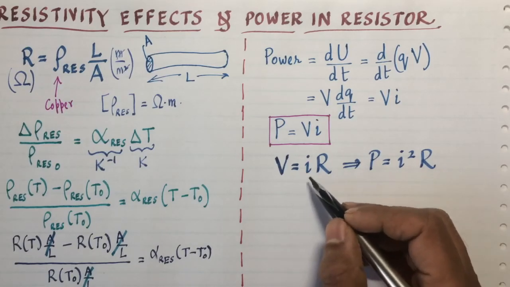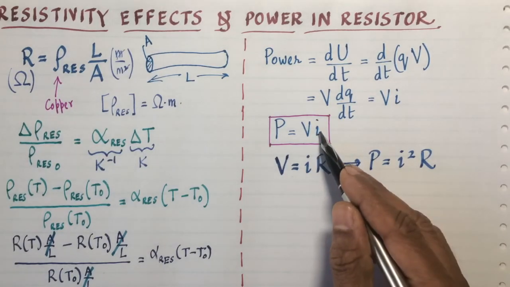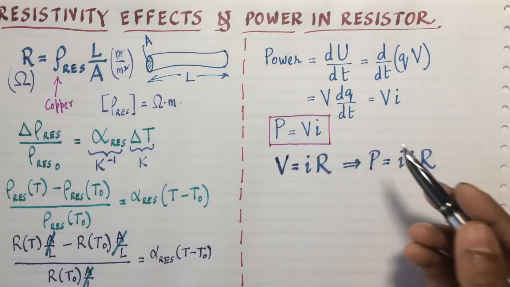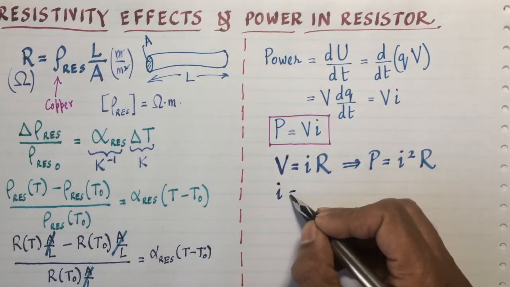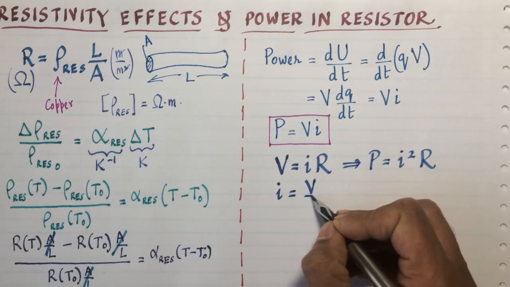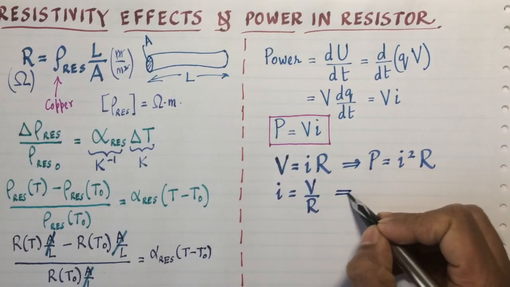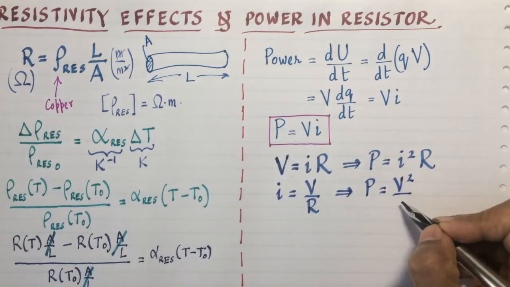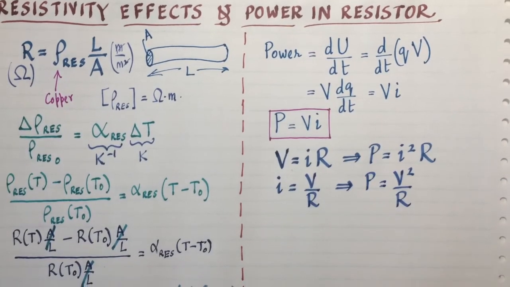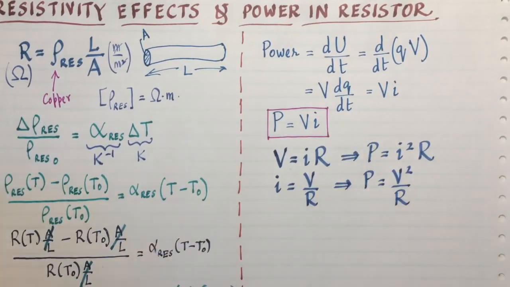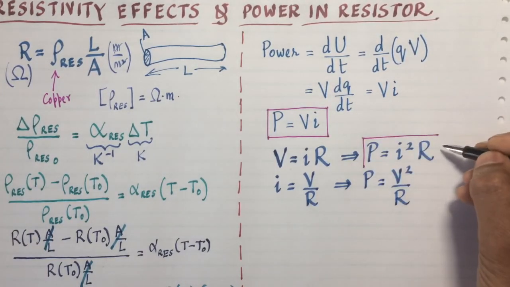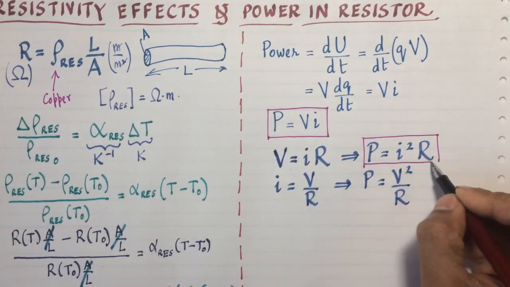The other option is to get rid of I instead of V. Suppose you don't know the current and you know the voltage, then you want to get rid of I. Well, that's easily done. I equals V over R by Ohm's law. So that gives me power equals V squared upon R. Any of these three formulas tells you the power dissipated in the circuit. So I'll box all of them, and they all have their utility.